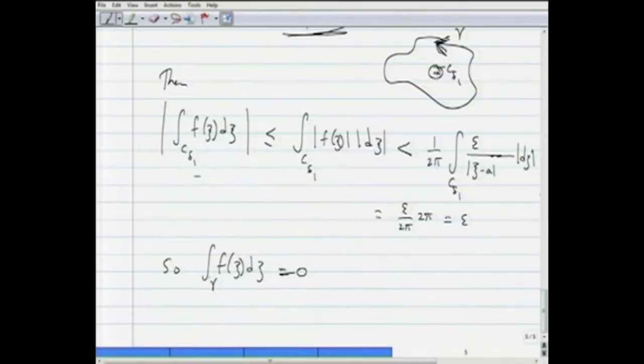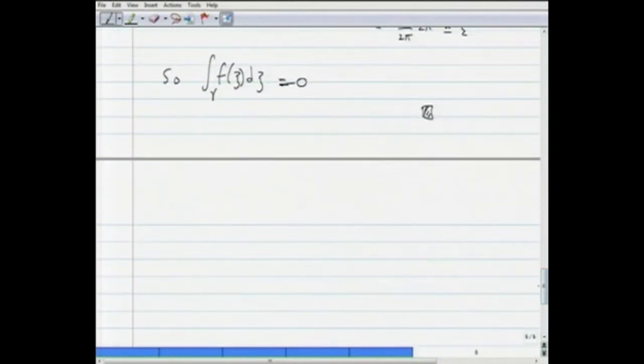So, the integration over gamma itself of f of z is 0. So, that is the proof of this lemma. There are only two cases: a is inside and a is not inside gamma. So, in either case I have shown that the integral is 0. So, that proves this lemma, and we need one more lemma before we can prove the theorem.